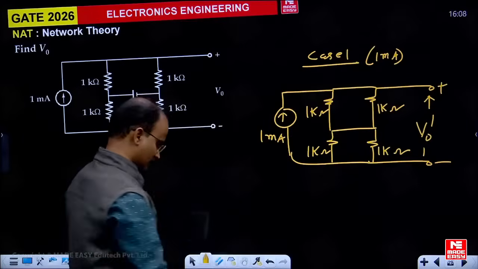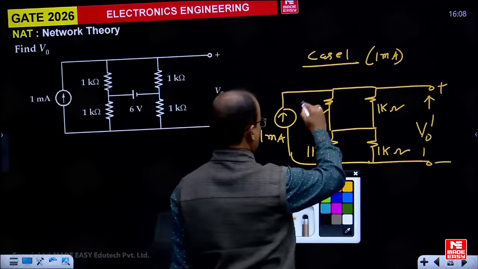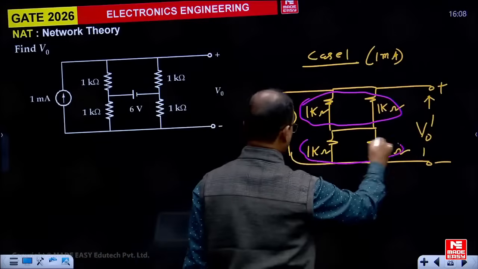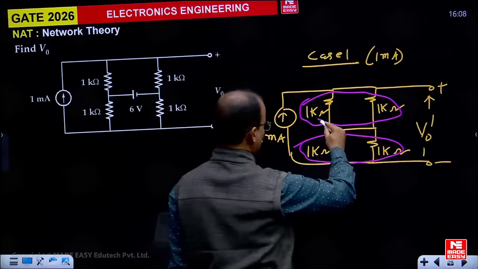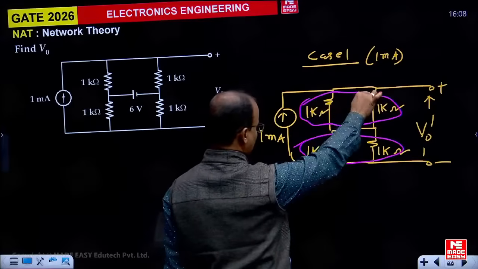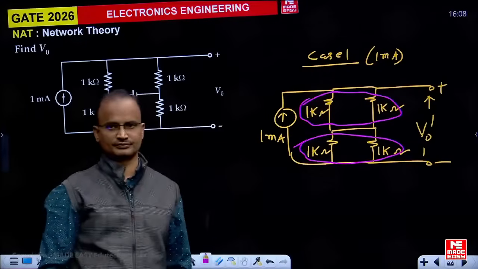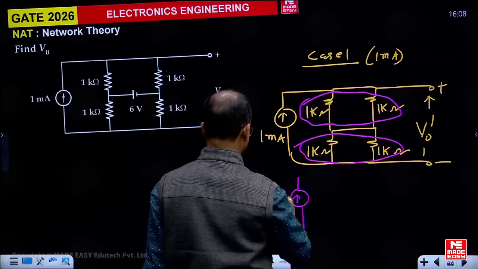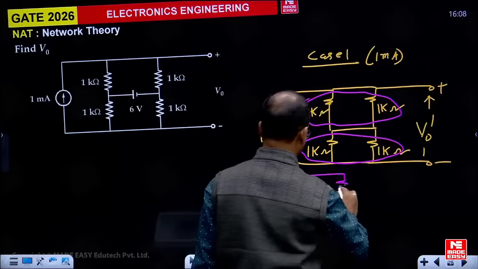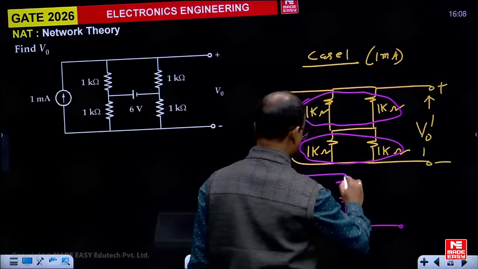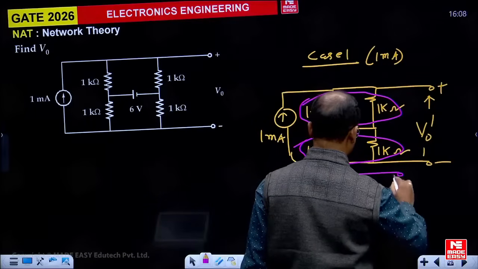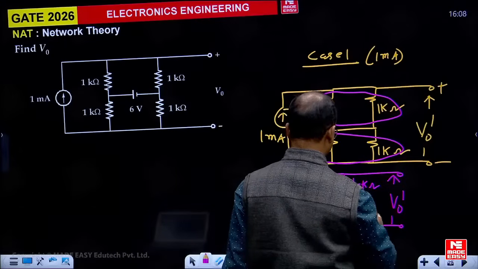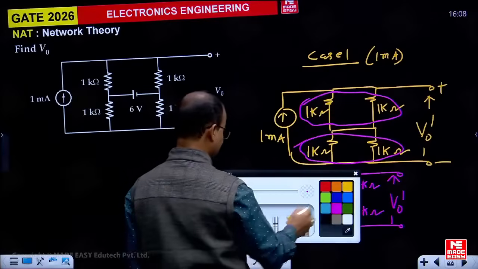Now let us simplify this network. In this example, this 1K and 1K both are in parallel. The equivalent is 1 by 2, and the other equivalent is 1 by 2. Again, if you observe here, this 1 by 2 and 1 by 2 are both in series. That means if you draw one more simplified figure, now we get it like this.